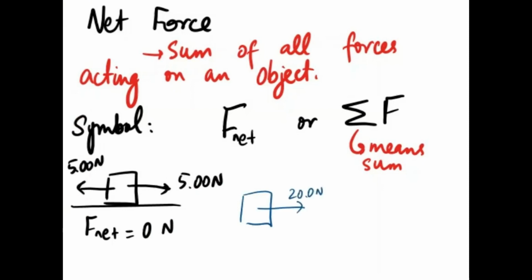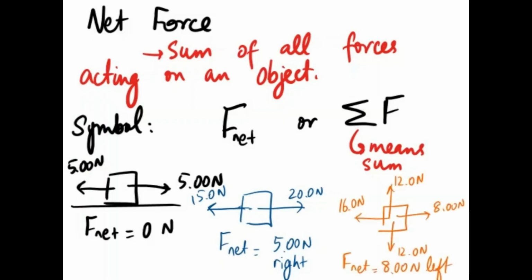We have another example where we have 20 newtons to the right and 15 newtons to the left. In this case, our net force is 5 newtons right. To find the net force, we look at the left and right and up and down directions. We see that in the up and down direction, the forces are balanced. And on the right and left, we have a net force, which is 8 newtons to the left.